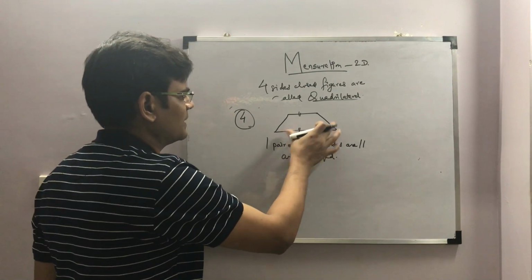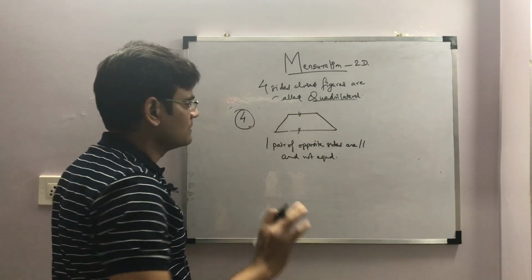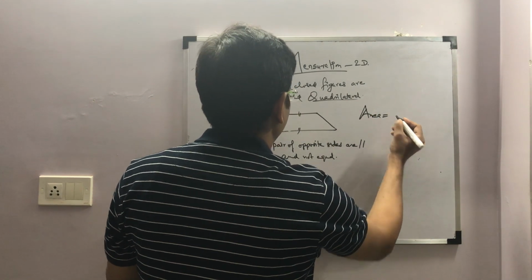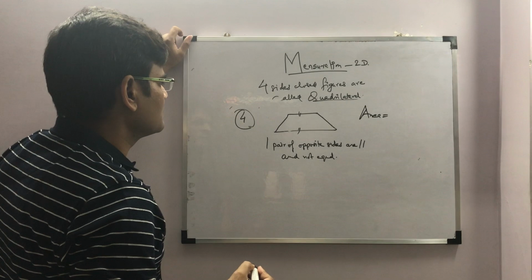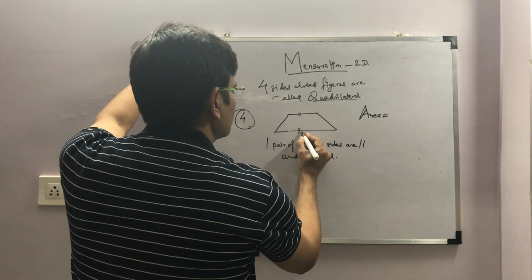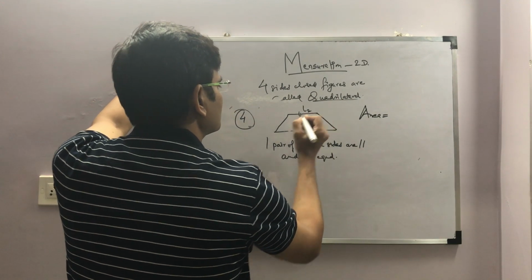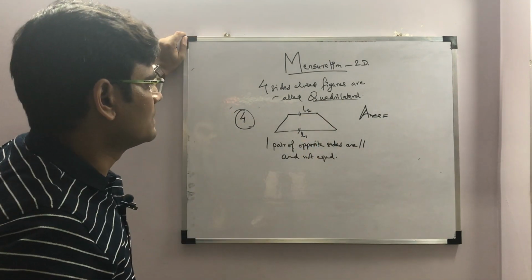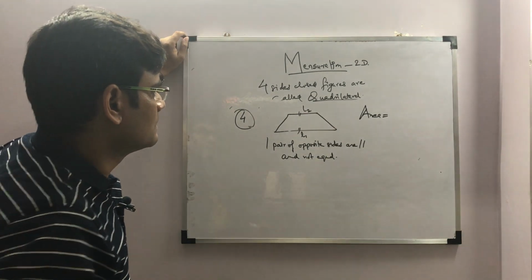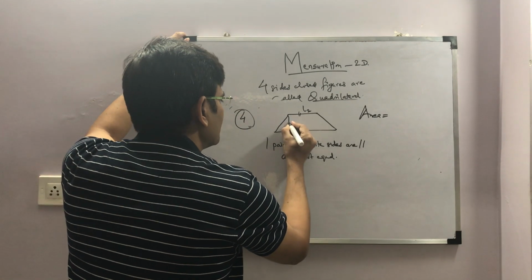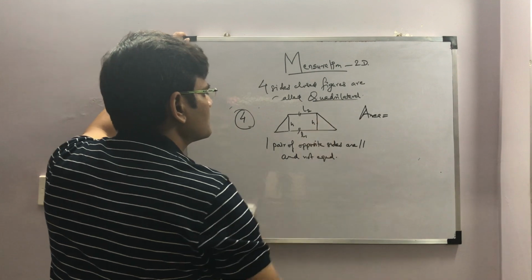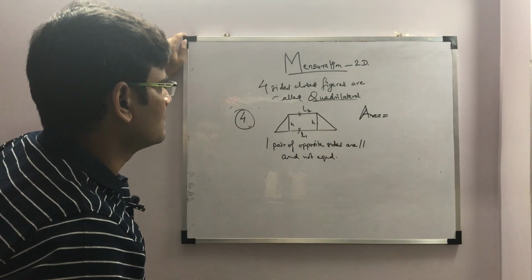Perimeter is simple. You add all the sides. I am not going into perimeters. Area is, how do you know? So that is where you do this. Say this is L1, this is L2. They are not equal. The opposite sides which are parallel, let them be L1 and L2, and let the height be h. Okay.